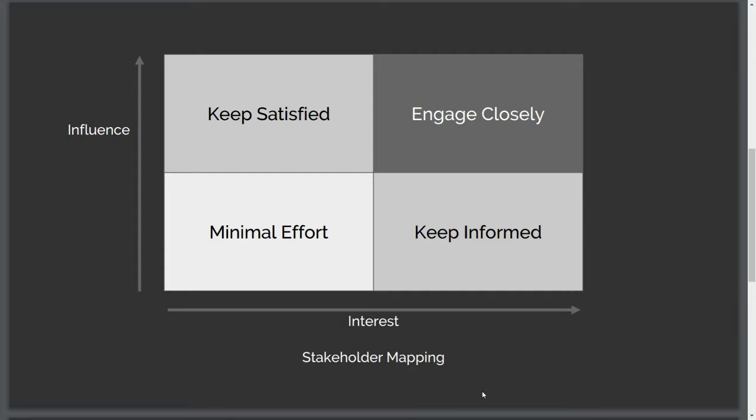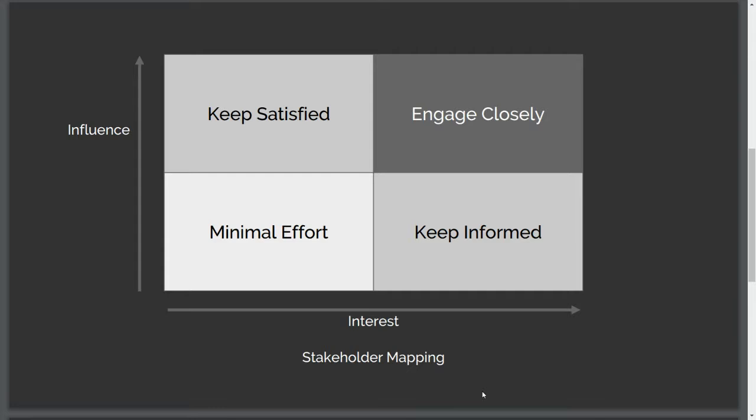And we roughly have these four segments then between, on the bottom left there, the minimal effort. Those are people who have very little interest, very little influence. And in the top right there, the engage closely, they are groups of people who are extremely influential and extremely interested. And those are the ones that we need to pay closest attention to. And the other categories there reflect people with great interest but little influence, or great influence but little interest.